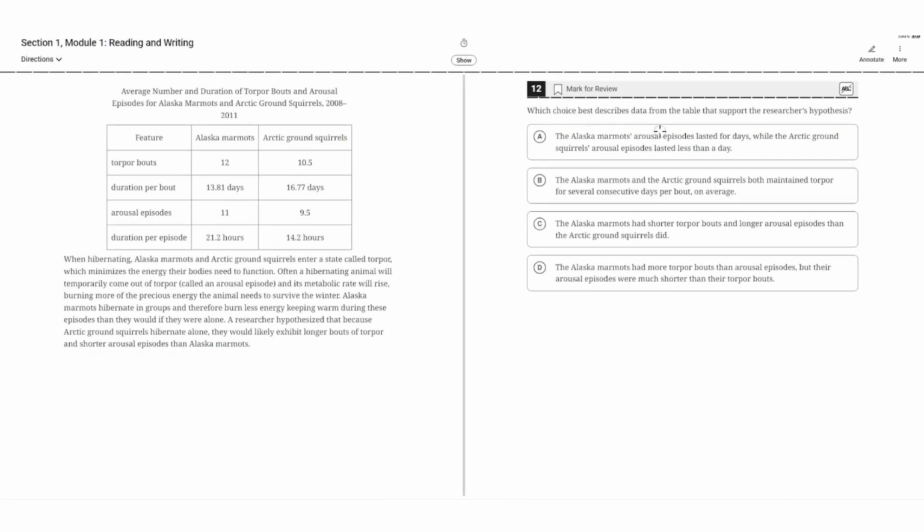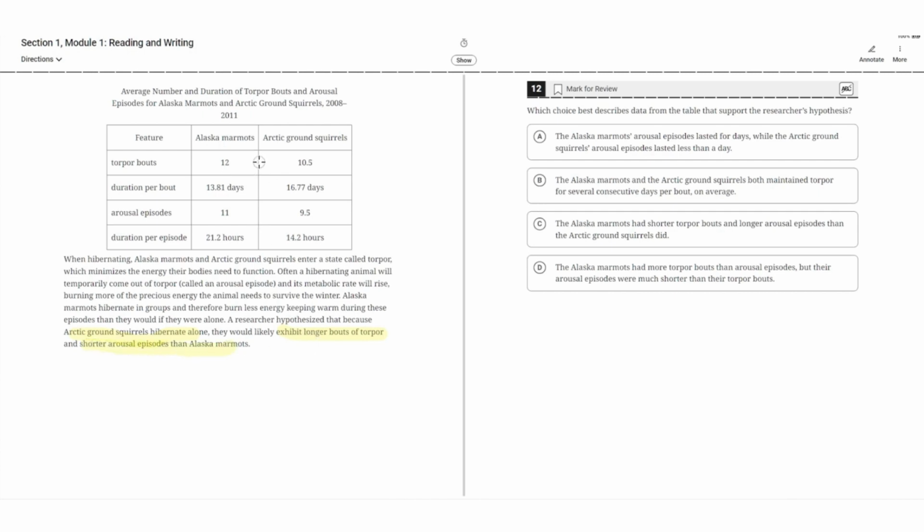Which choice best describes data from the table that supports the researcher's hypothesis? When hibernating, Alaska marmots and Arctic ground squirrels enter a state called torpor, which minimizes the energy their bodies need to function. Often, a hibernating animal will temporarily come out of torpor, called an arousal episode, and its metabolic rate will rise, burning more of the precious energy the animal needs to survive the winter. Alaska marmots hibernate in groups, and therefore burn less energy keeping warm during these episodes than they would if they were alone. A researcher hypothesized that because Arctic ground squirrels hibernate alone, they likely exhibit longer bouts of torpor and shorter arousal episodes than Alaska marmots.